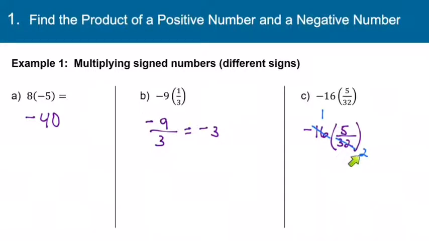32 divided by 16 is 2. And so now doing top times top and bottom times bottom, we'll have negative 1 times 5, which is 5, over 1 times 2, which is 2. So our final answer comes out negative 5 over 2. And again, there's no need to convert that to a mixed number because this was not a mixed number problem.